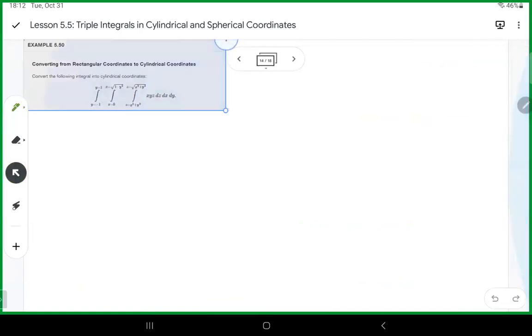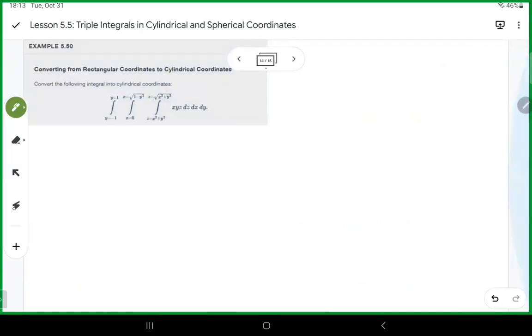Hopefully we will get done with 5.5 in the next 15-ish minutes and be able to start the next one. All right. So it says converting from rectangular coordinates to cylindrical coordinates, convert the following integral into cylindrical coordinates. So it doesn't look like we need to actually solve the answer.